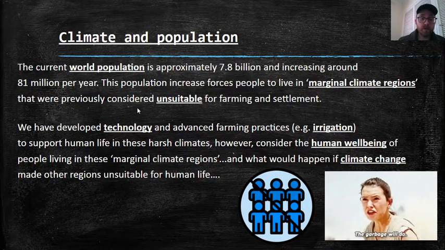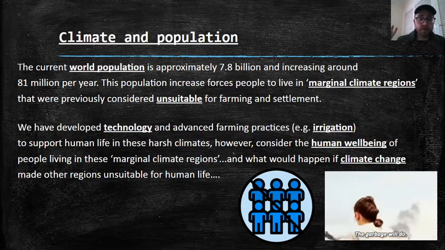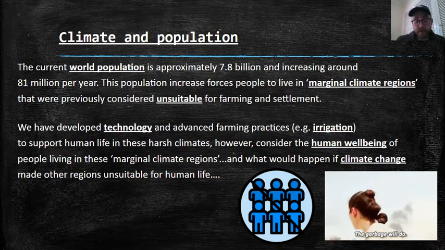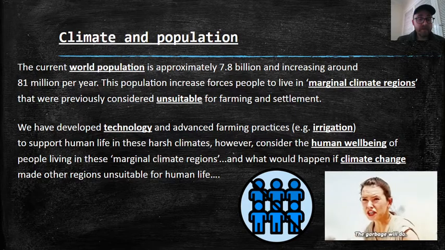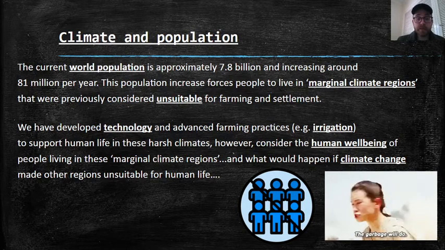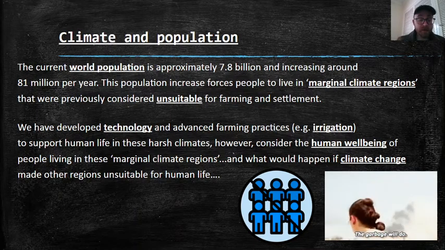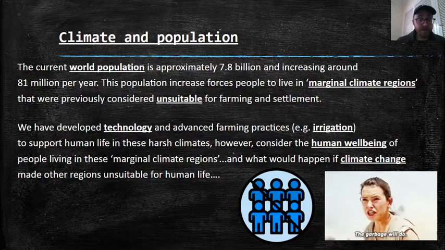So before we thought, I'm never going to live there, that place is bad, not enough water, the temperature's too hot, too cold, don't like it. But now we don't have a choice. We're being pushed to the edges of the map, and now it's like, all right, that will do. We have developed technology and advanced farming practices, such as irrigation, which will support human life in these harsh climates. However, consider the impact that would have on your human well-being. If, again, I pop you in the middle of the desert, and I give you a bottle of water, you can live there, but you're still going to have a pretty poor life.